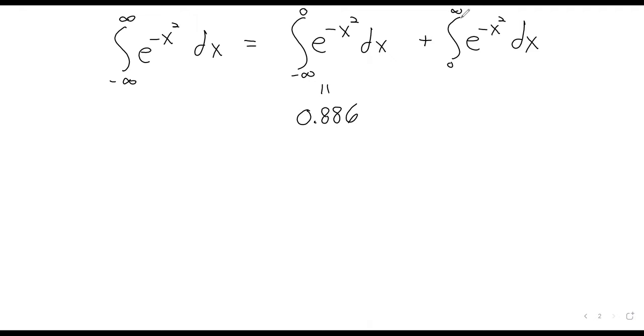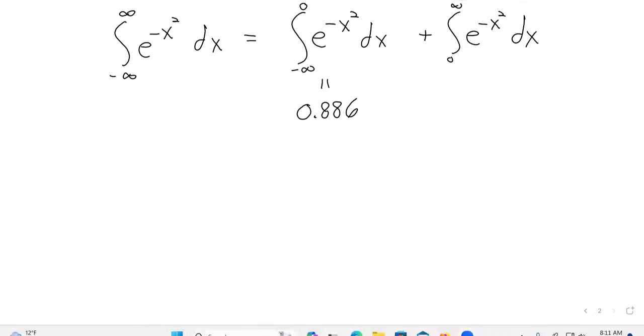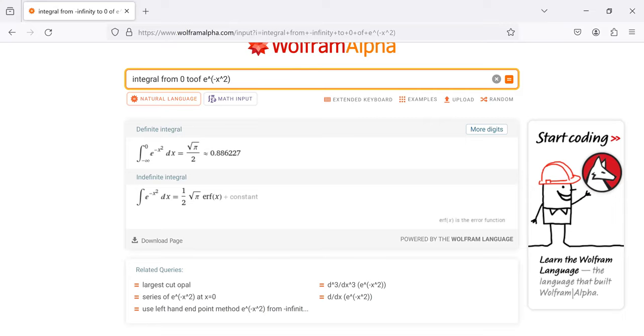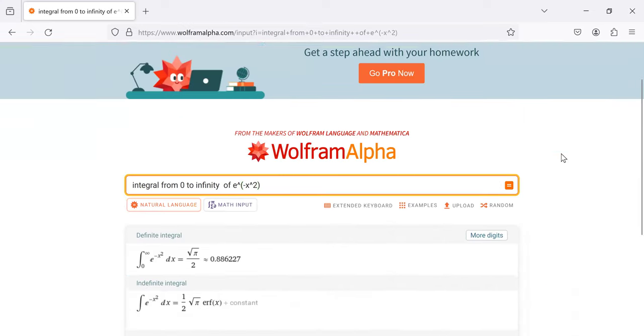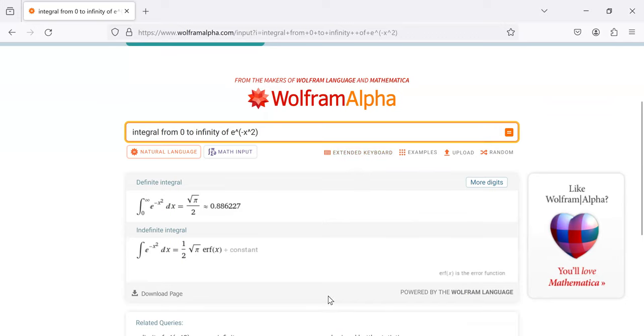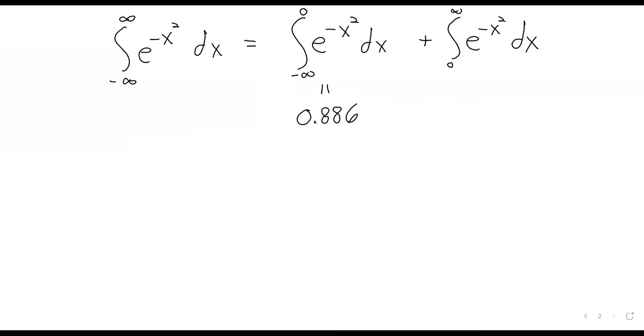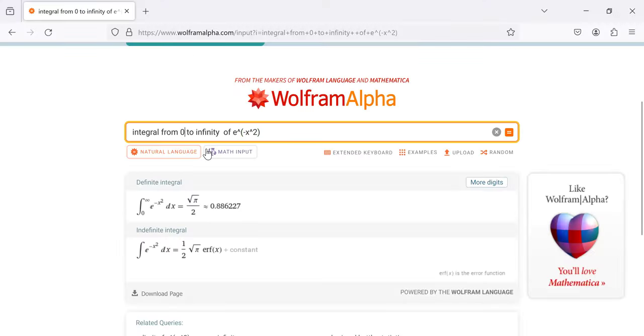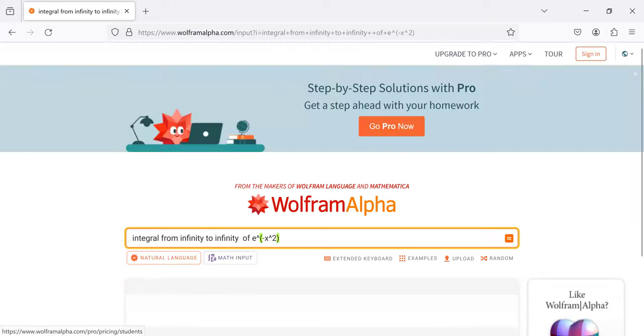And this graph is perfectly symmetric around the y-axis. So the integral from 0 to infinity is also going to be about 0.886. So to find the integral, you just add those up. Although, of course, in reality, once you've pulled your computer algebra system up, there's really no need to be doing this, because Wolfram Alpha can go from 0 to infinity, and it can go from negative infinity to infinity.